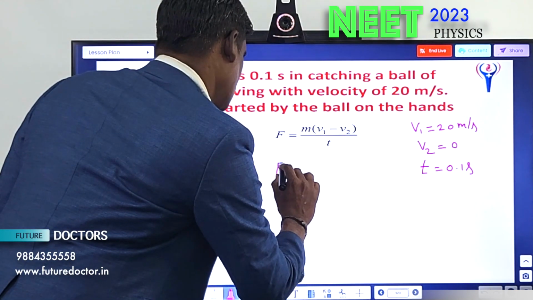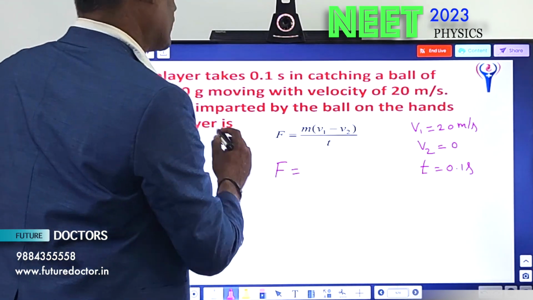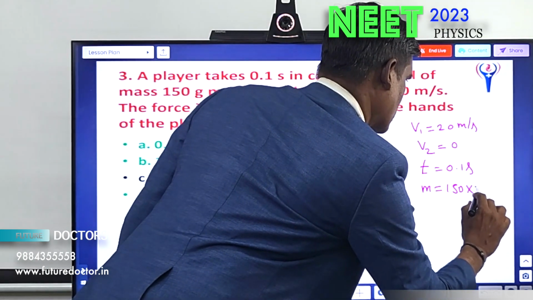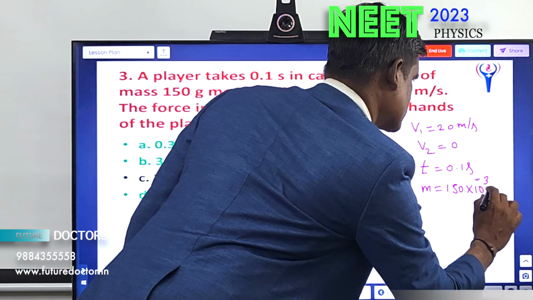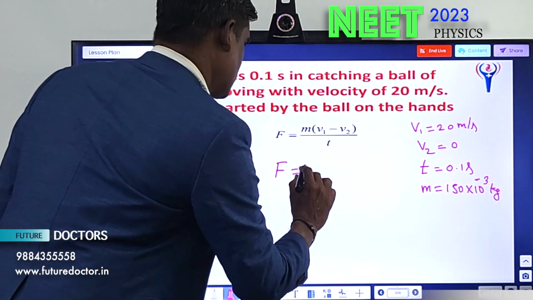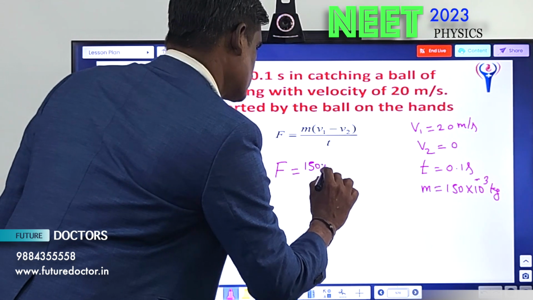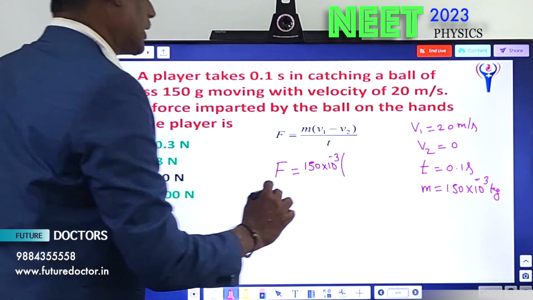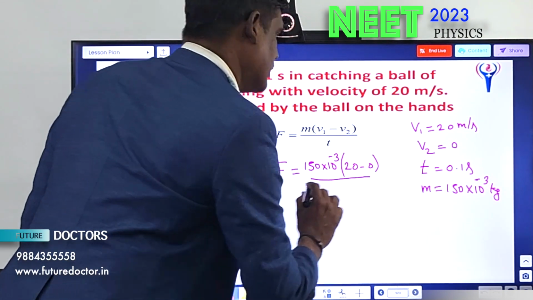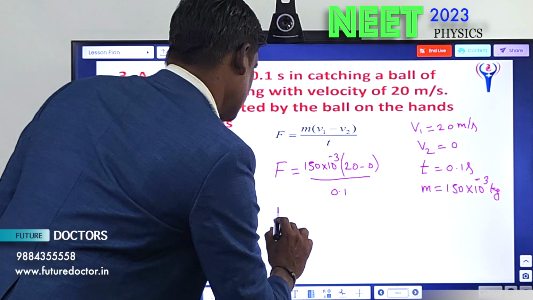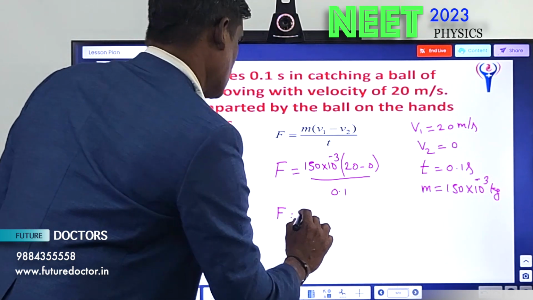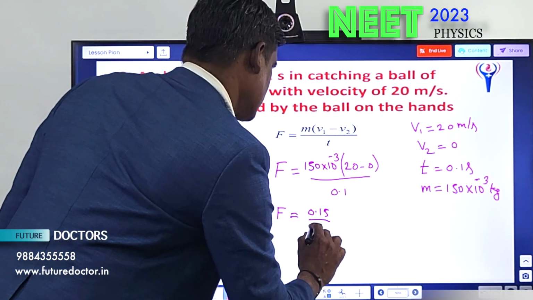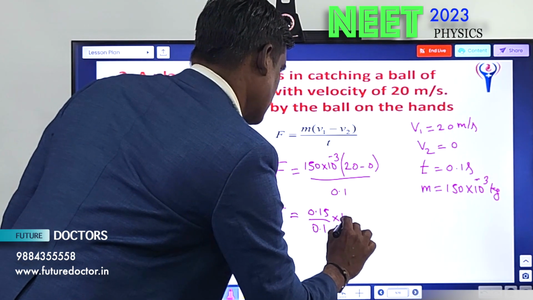Mass is given as 150 gram. Convert into kilogram, 150 into 10 power minus 3 kilogram. Substitute. F equal to 150 into 10 power minus 3 into v1 minus v2, that is 20 minus 0, divided by t, 0.1. That is F equal to 150 into 10 power minus 3, 0.15 by 0.1, multiplied and divided by 10.